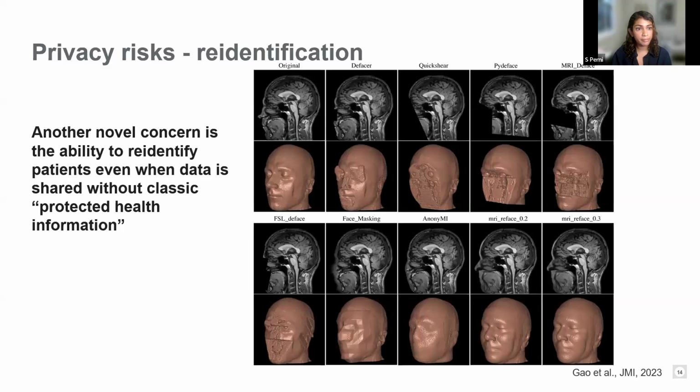Other privacy risks include the possibility of re-identification, so the ability to re-identify patients even when data is shared without the classic protected health information. Here is an example. I'm a radiation oncologist and I focus on brain tumors. You would think that MRI scans used in studies would not be identifiable. Say they're de-identified, not associated with any labels like name or birth date or other classic protected health information. But there are algorithms already that can reconstruct people's faces from these MRI scans, and they're getting better each day.